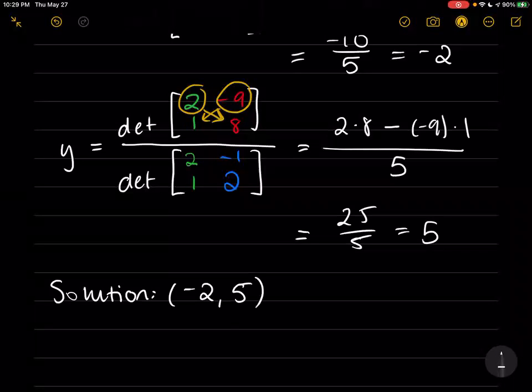So pretty nifty if you like calculating determinants more than you like trying to do back substitution or EROs, et cetera, et cetera. This is just another way to do it. Okay.